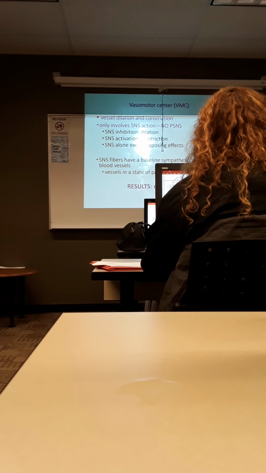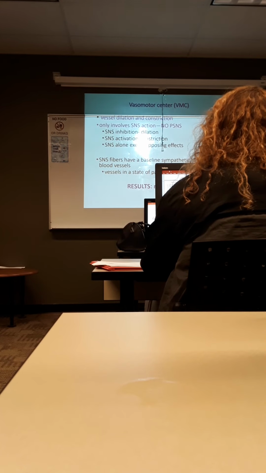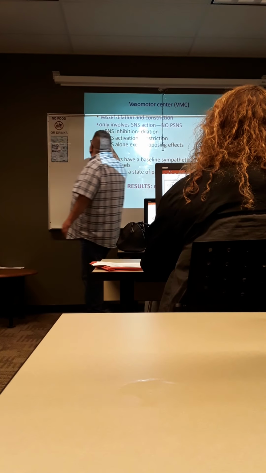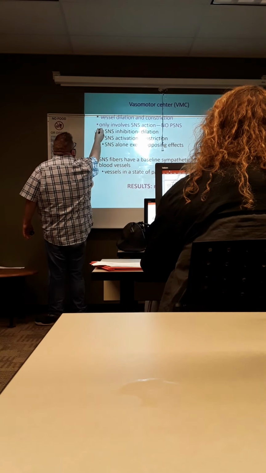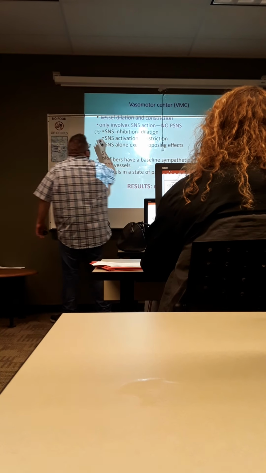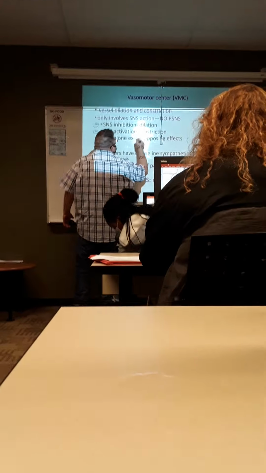Dilation means that the smooth muscle has relaxed, widening the diameter of that vessel. Okay? If you inhibit or turn off your sympathetic nervous system, it leads to dilation. If you stimulate your SNS, you're going to get constriction. So during a stress response, during a fight or flight response, SNS is going to activate. Your vessels are going to constrict to increase blood pressure, to increase blood flow to vital organs. So turning on or turning off your sympathetic nervous system controls dilation or constriction.